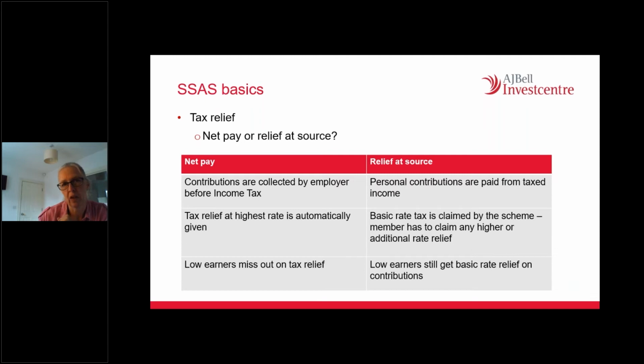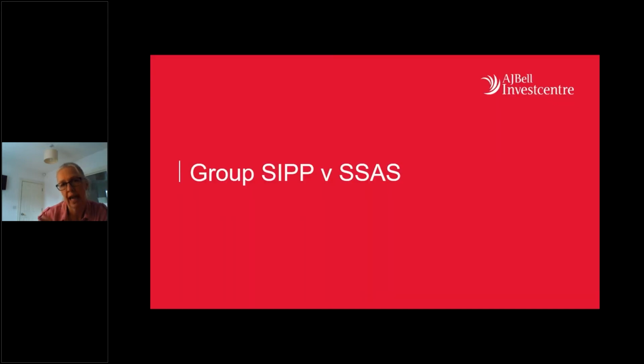Okay, moving on then to looking at group SIPP v SSAS. So one of the most common ways where you would be looking at this comparison is in relation to property purchase. So if you've got 2 or more members coming together to purchase a commercial property in a pension scheme, that's probably the most obvious example where people will look at, do we do a group SIPP or do we do a SSAS? What is more appropriate for this? And the way they work is slightly different.